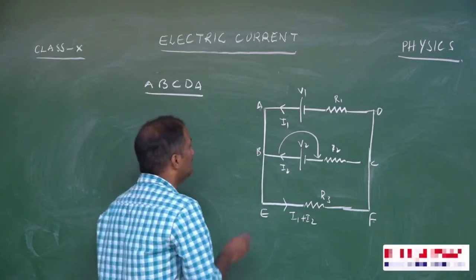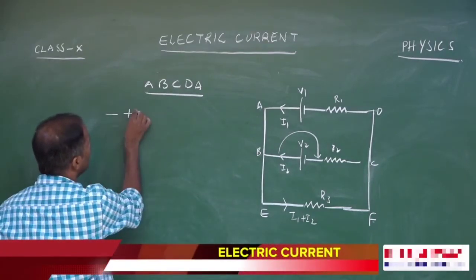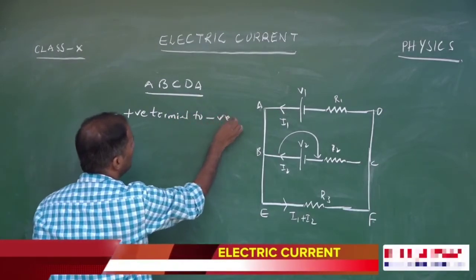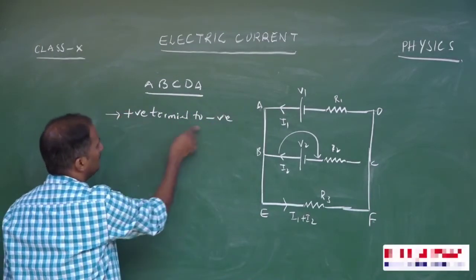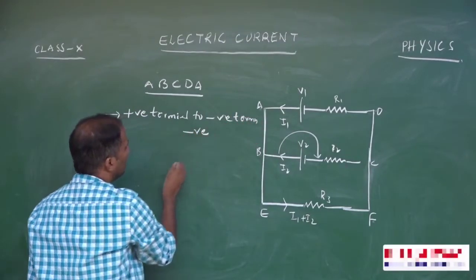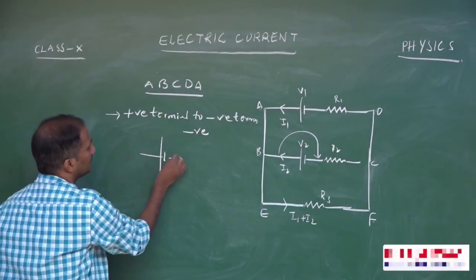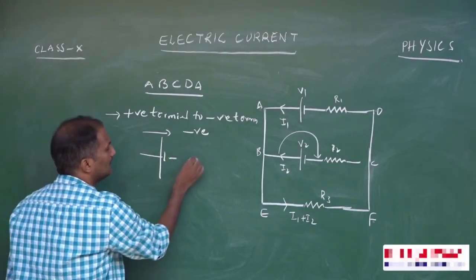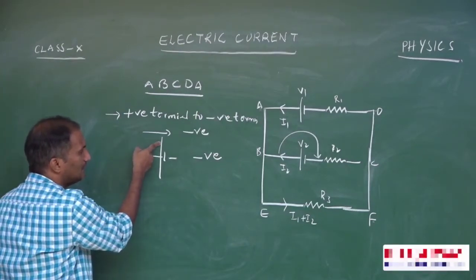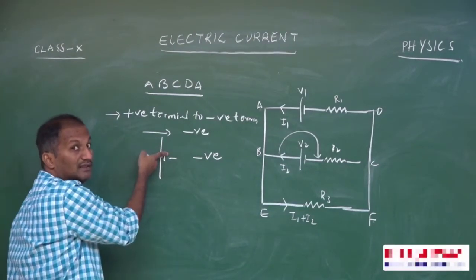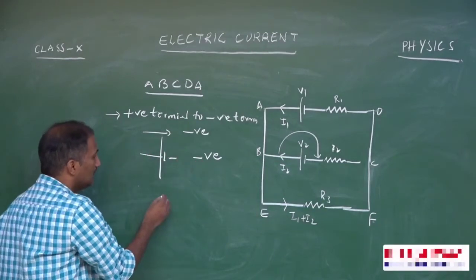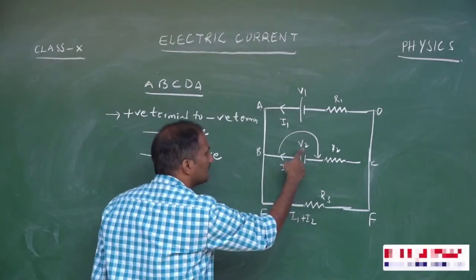So whenever we move from the positive terminal to the negative terminal, we take it as negative. Why? Because we are traveling from a high potential region to a low potential region, so there is a drop in potential, and that is why the potential is taken as negative.